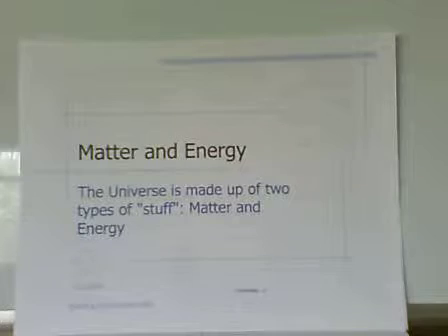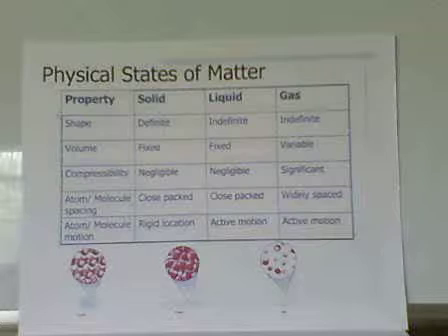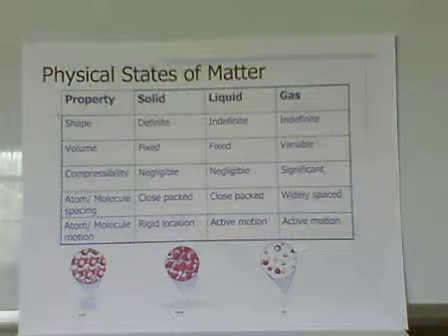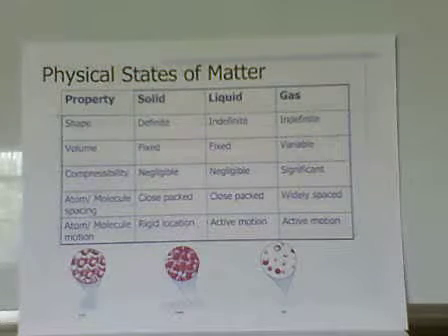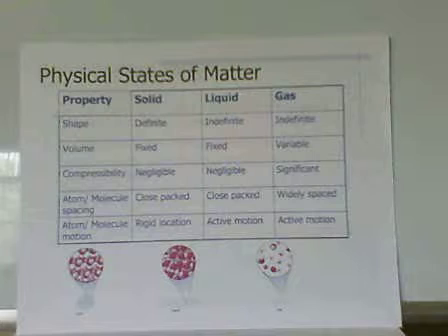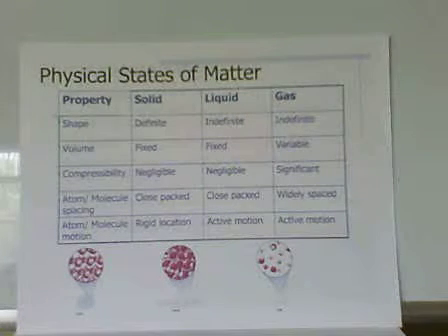The universe is made up of two types of materials, matter and energy. In chemistry, we are studying matter and its interaction with energy. There are three common states of matter: solids, liquids, and gases. The macroscopic properties are determined by the microscopic properties.